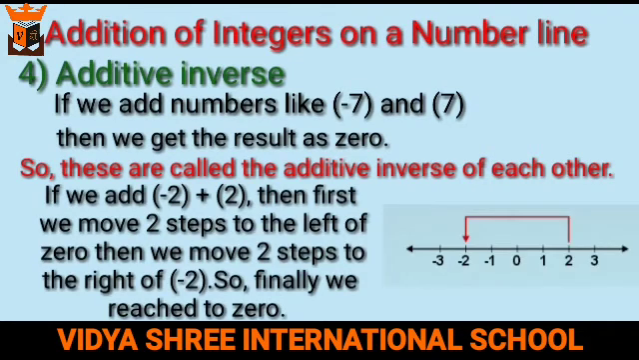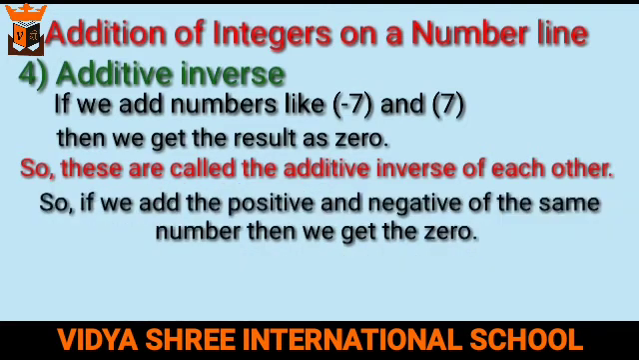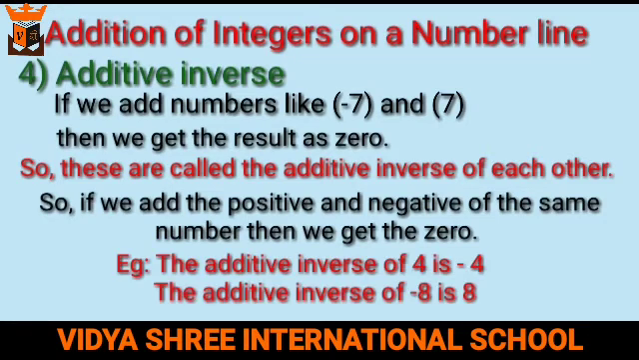If we add minus 2 and plus 2, then first we move 2 steps to the left of 0, then we move 2 steps to the right of minus 2. So finally we reach the point 0. So if we add the positive and the negative of the same number, then we get 0. For example, the additive inverse of 4 is minus 4 and the additive inverse of minus 8 is 8.